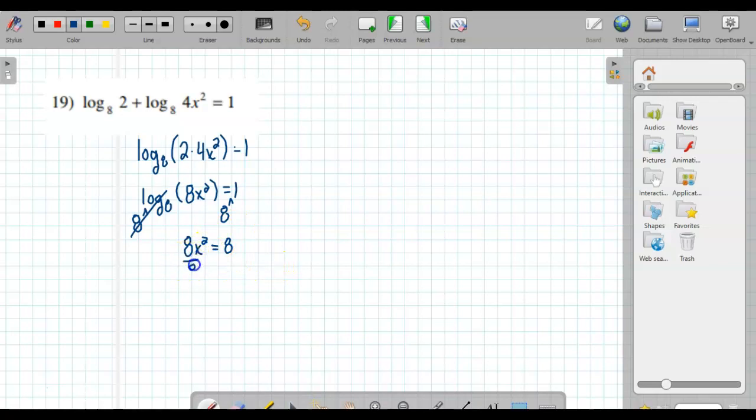Now we're down to a simple equation. We're going to divide both sides by 8. So x squared equals 1, and we will square root both sides. So x equals plus or minus 1.